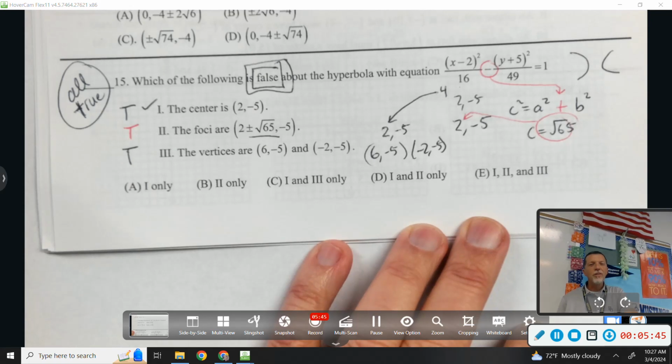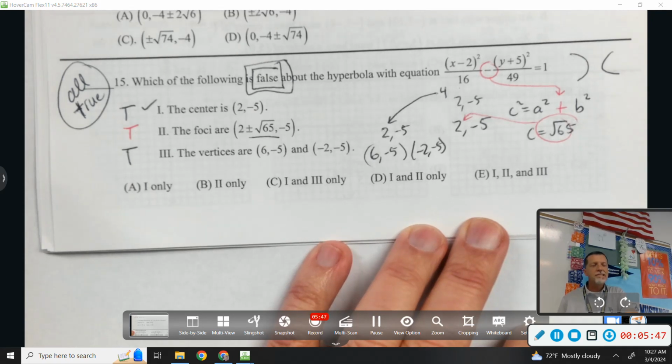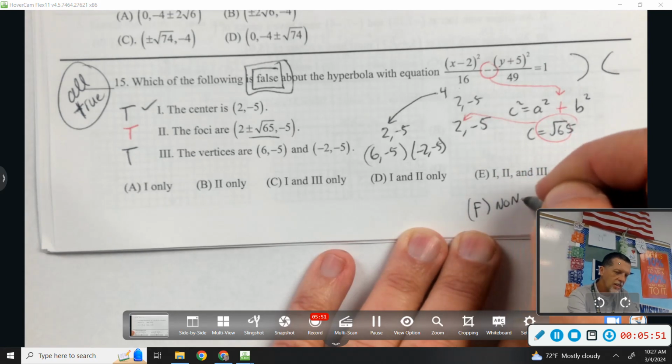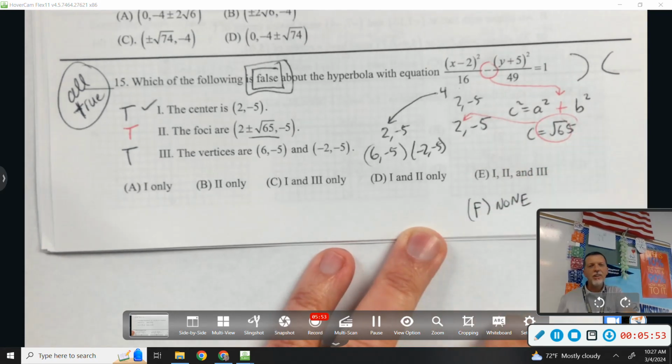Well, which of the following is false? Oh, okay. None are false.